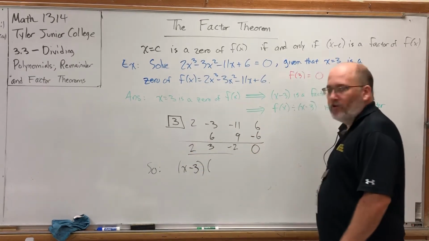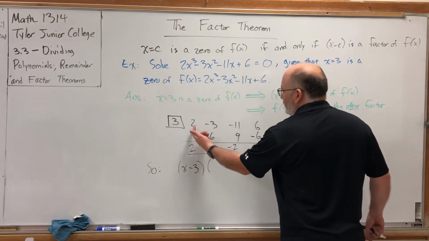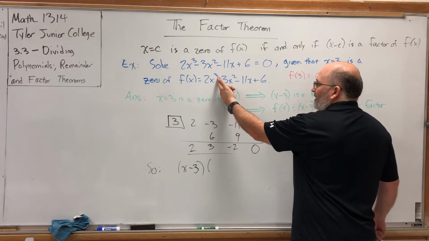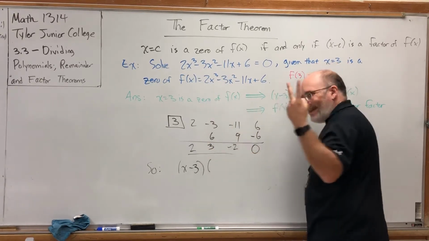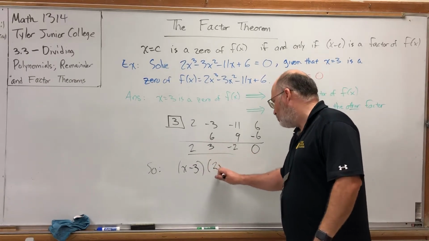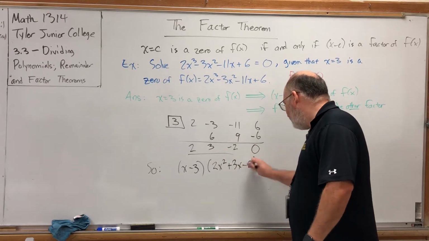What does this bottom row represent? Remember that the degree of the quotient is 1 less than the degree of the dividend, and the dividend was the function. So since the function had a third degree, the quotient will be second degree. It will start with x squared, and so this 2 represents 2x squared, plus 3x minus 2.